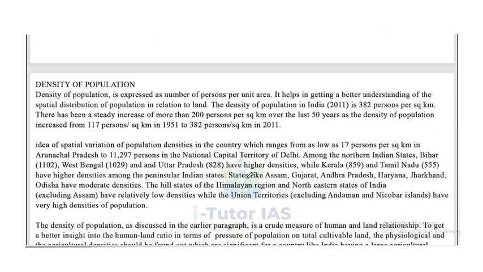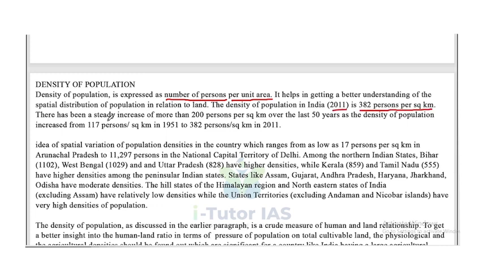Now, density of population. Density of population is expressed as the number of persons per unit area. So what is called density of population? It is the number of persons per unit area. It helps in getting a better understanding of the spatial distribution of population in relation to land. The density of population in India in 2011 is 382 persons per square kilometer.